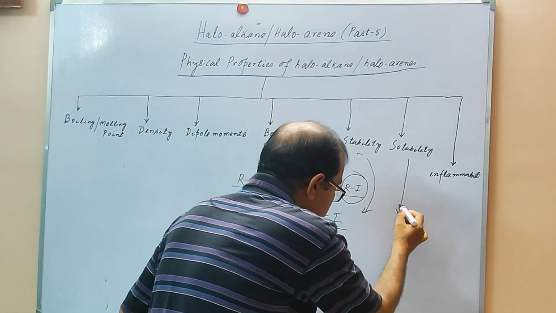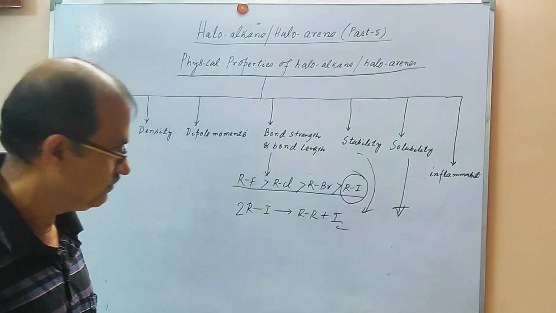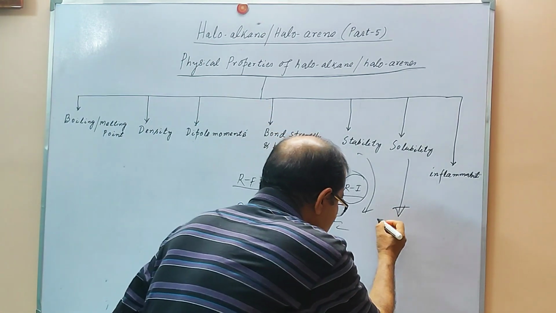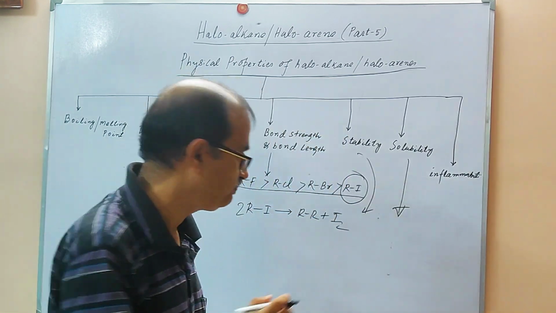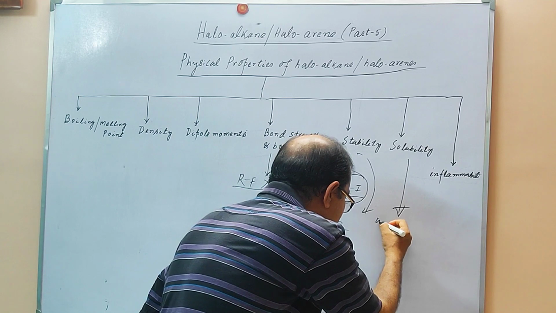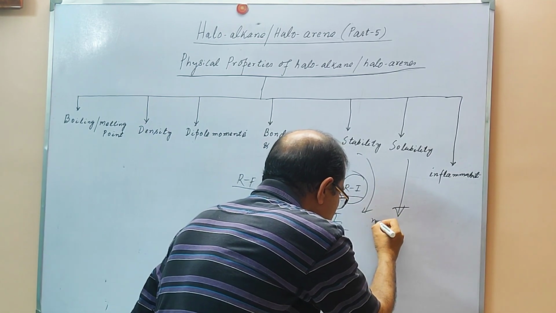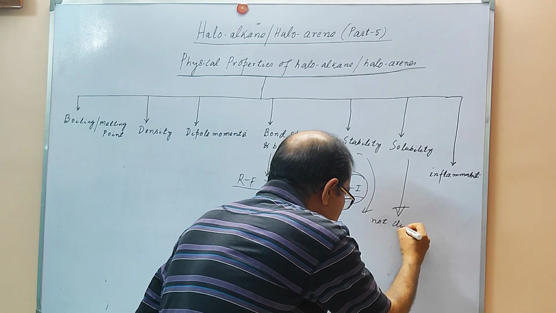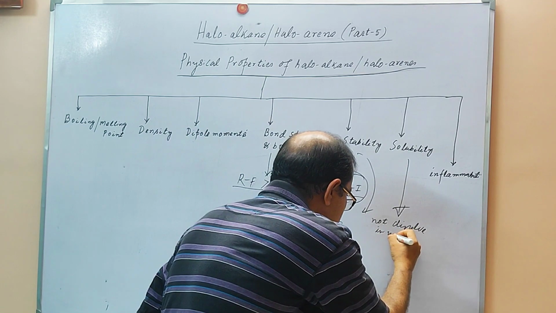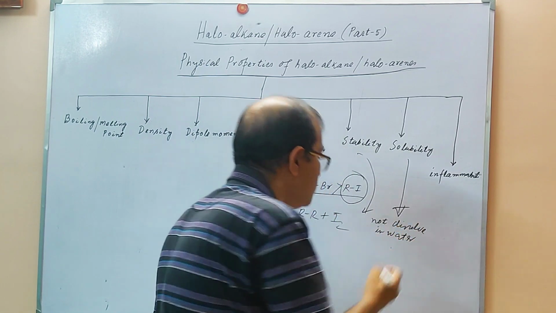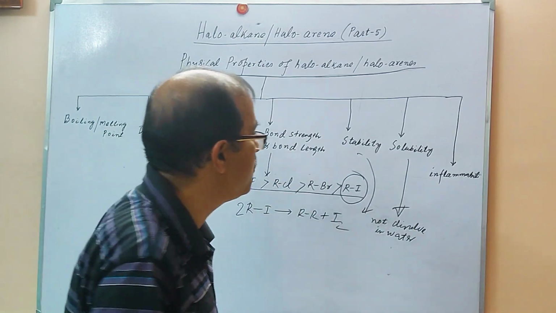For the solubility, alkyl halides and aryl halides are insoluble in water because they do not form hydrogen bonds with water. So we can write this: not dissolved in water, because they do not produce any hydrogen bond.